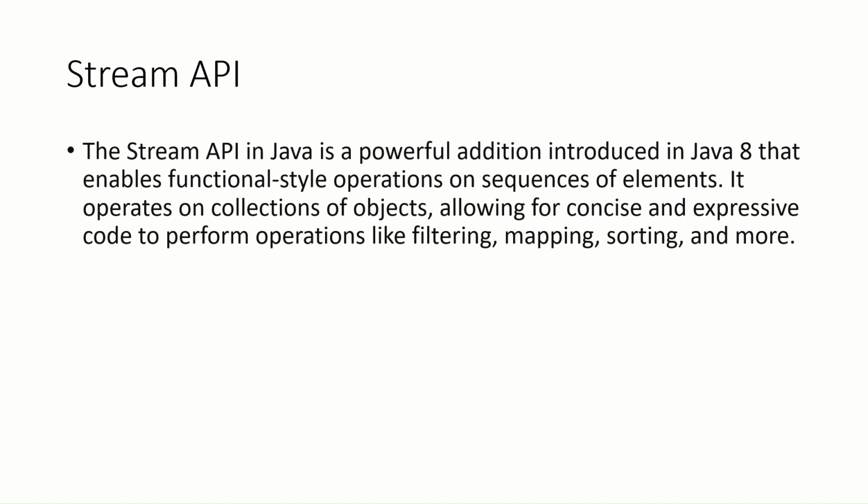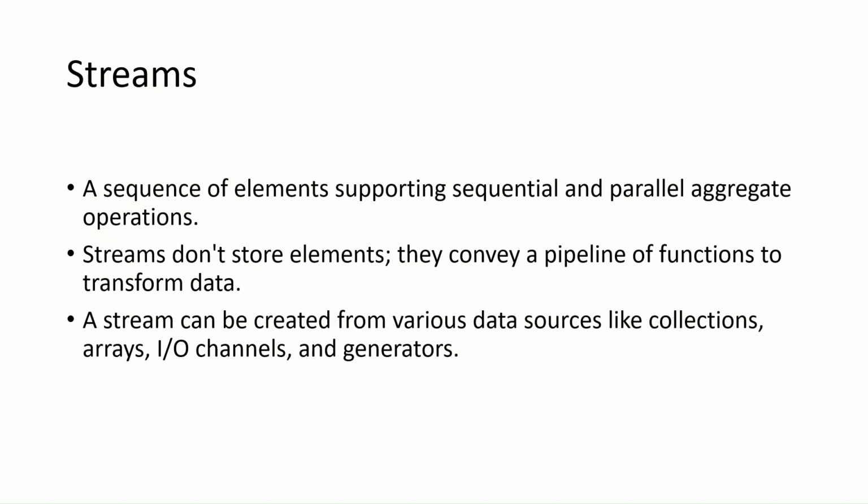It operates on collections of objects, allowing for concise and expressive code to perform operations like filtering, mapping, sorting, and many more. So the Stream API helps us in doing filtering, mapping, sorting, and many other operations on the list of objects, on the collection of objects. So this is the introduction of the Stream API. Now let me go to the next slide and discuss the stream.